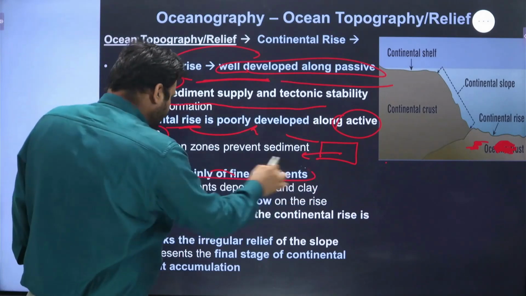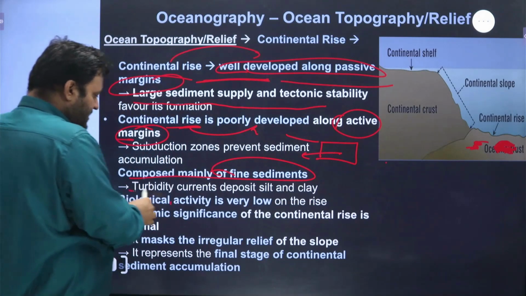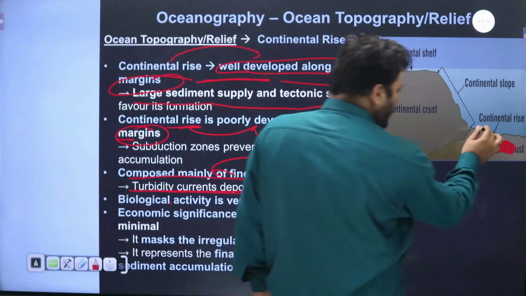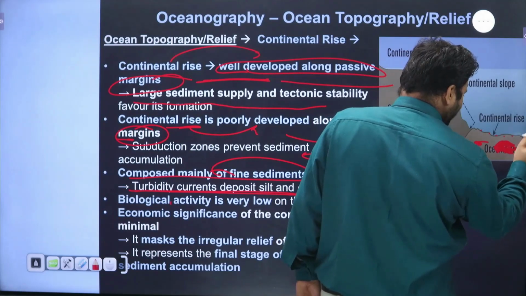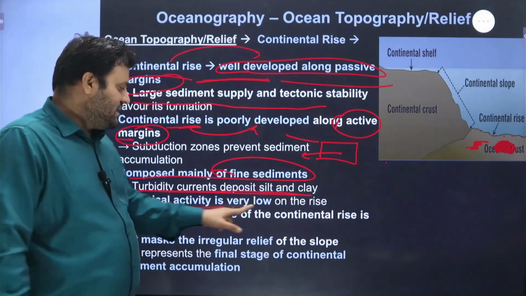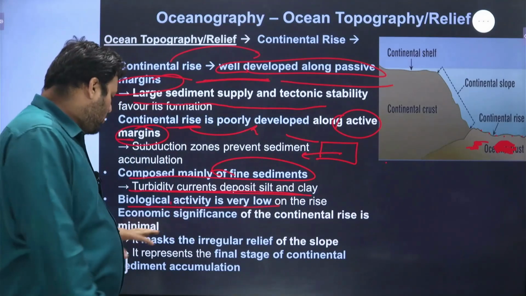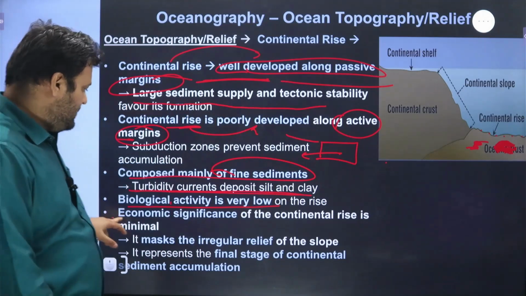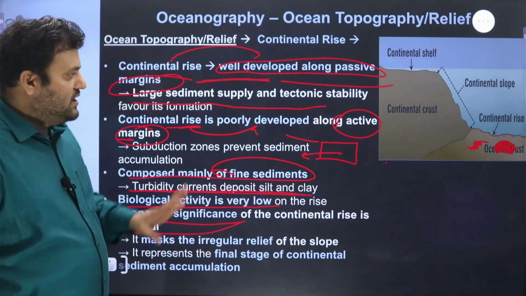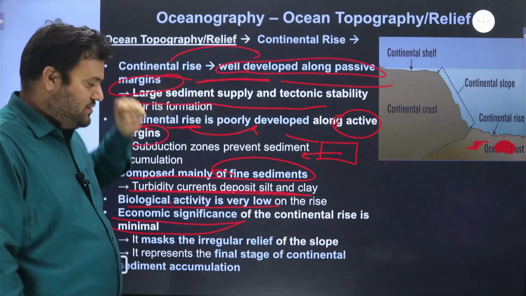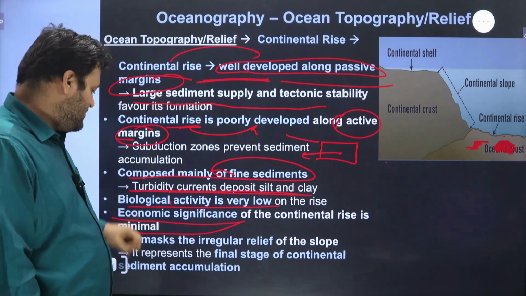It is composed mainly of fine sediments. Turbidity currents are also responsible for deposition of very fine particles like silt and clay. They are getting deposited over the continental rise. Biological activity is very low on the continental rise because there is no penetration of sunlight and the rest of the activities are not taking place. Economic significance is very much less in this area because at that depth it is very difficult to extract minerals.